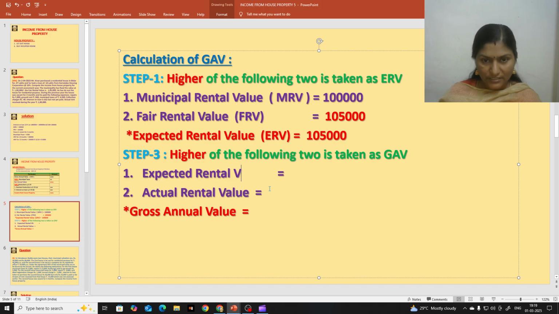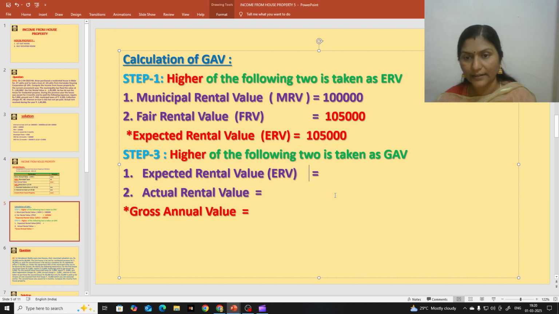Expected rental value is how much? That is ERV. Okay, ERV is how much here? We selected in the previous step, that is 1,05,000. We can take it here. Okay, so 1,05,000.